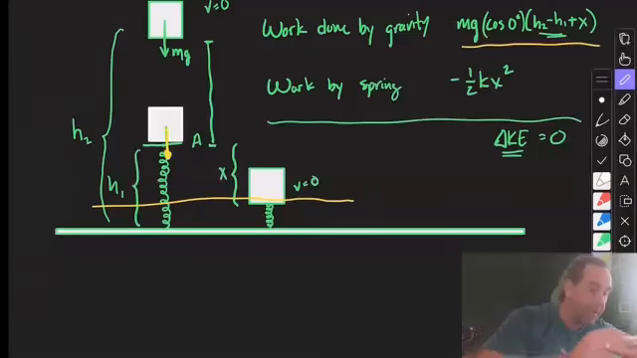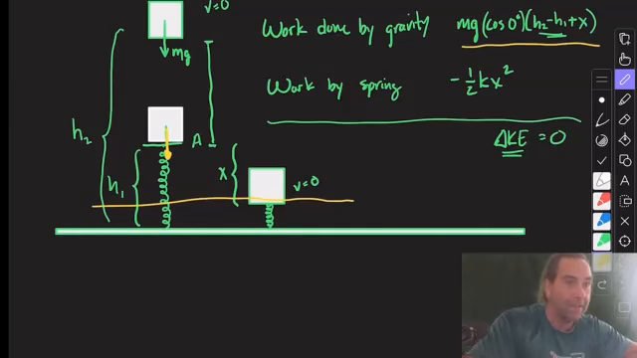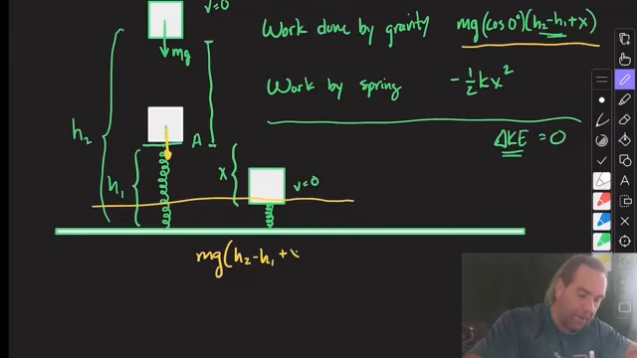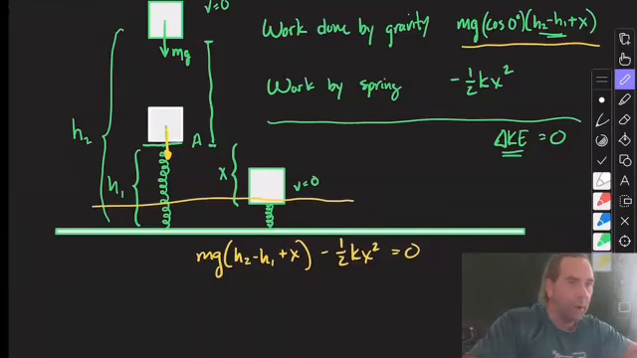Now, I'm bringing this up because if you're really paying close attention, and Matt should be, because I'm about to ask him a question: mg times h2 minus h1 plus x, minus 1/2 k x squared equals 0. Is it clear to you why this is weird?